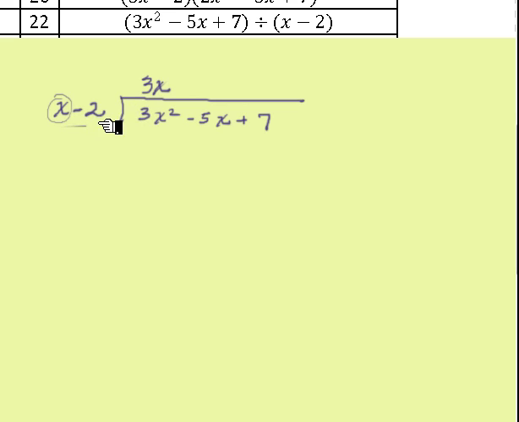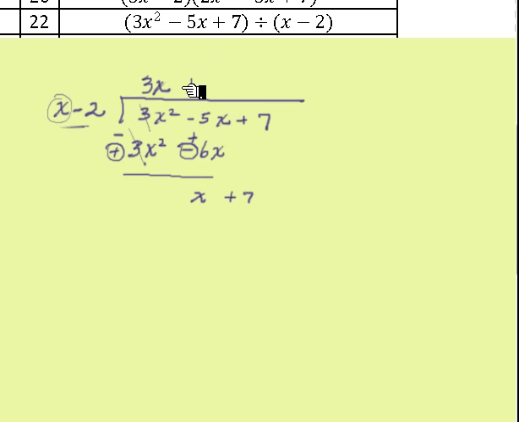Now multiply 3x times x minus 2, and we have 3x squared minus 6x. And we subtract the top minus the bottom, and we're going to do this by changing the signs and adding. So this plus gets changed to a minus, this minus to a plus, and now we're ready to add. The first column cancels. In the second column we get just x, and bring down the plus 7.